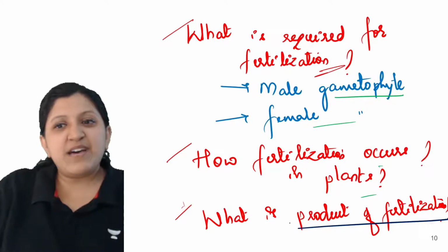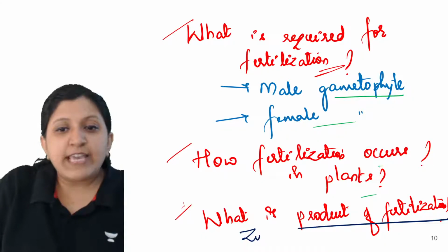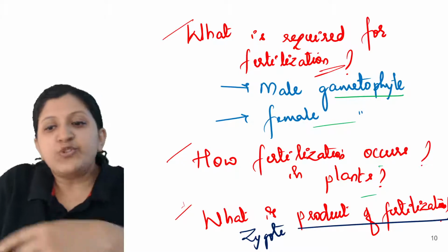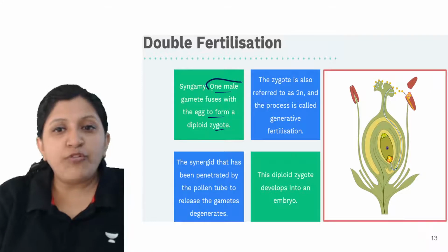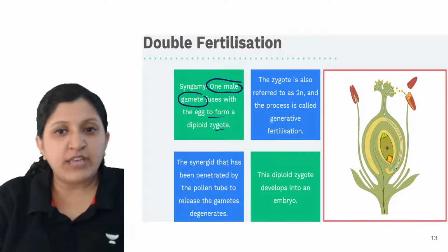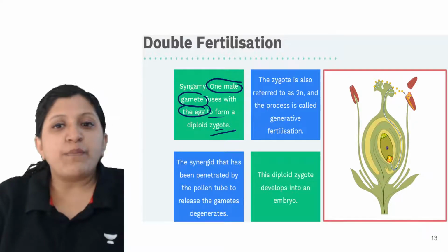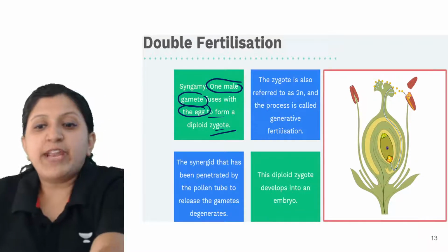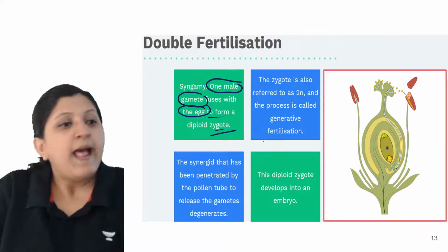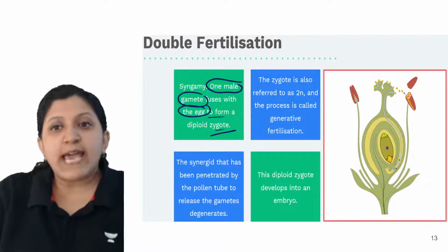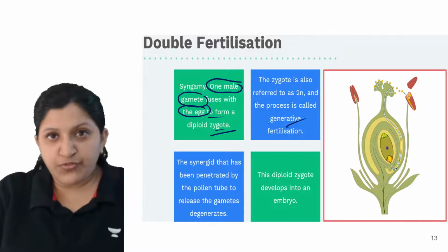Okay, so what is the product of fertilization? The product of fertilization is the zygote formation. Where exactly can you find a zygote? Zygote formation you can see when one of the male nuclei or gametes fuses with the egg. So this is getting fused with the egg to form a diploid zygote. Now where do you find the egg? You find it here. This part itself is the egg. So this will get fused and it is going to form a zygote. Now the zygote is also referred to as 2n, and the process is called generative fertilization.